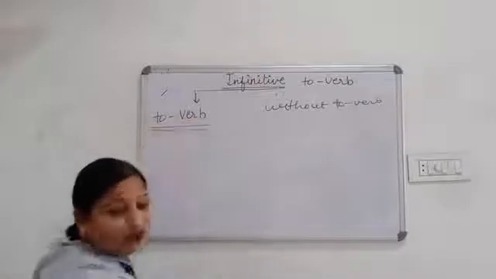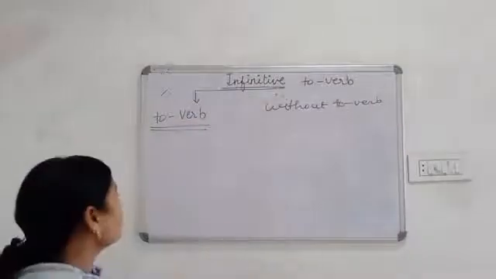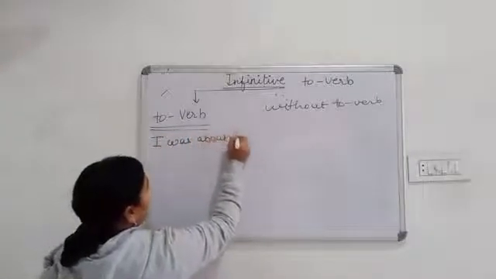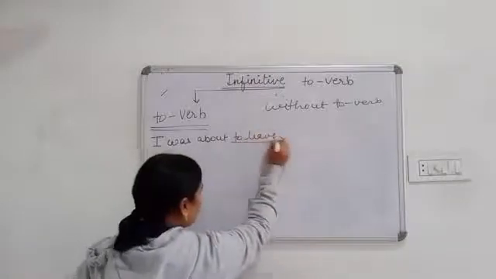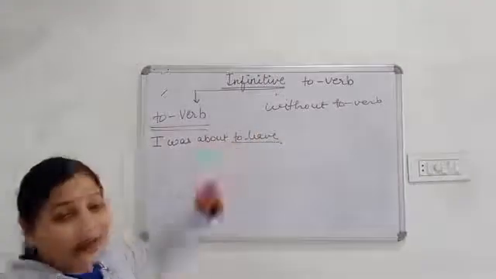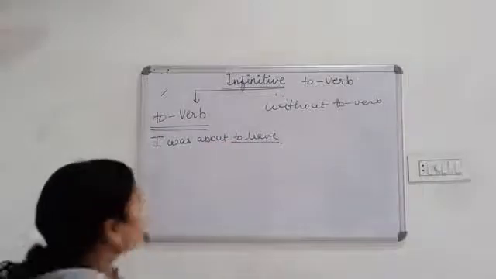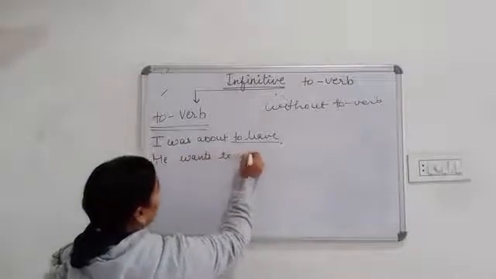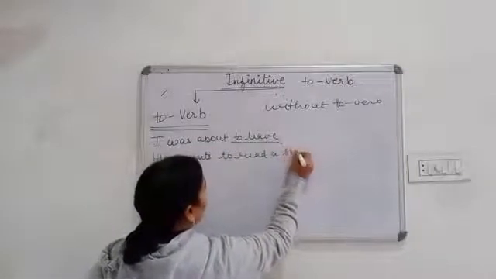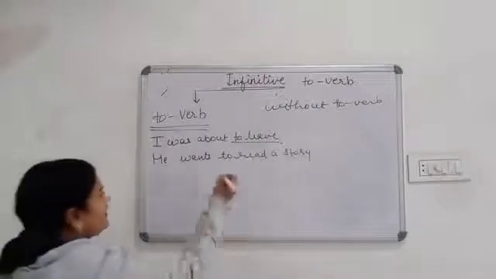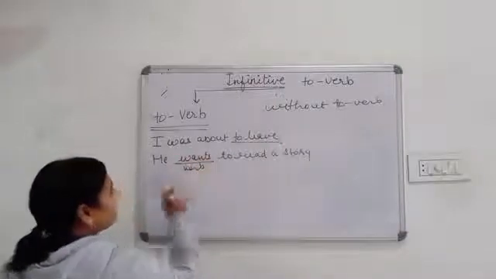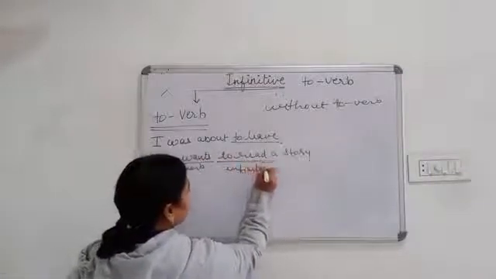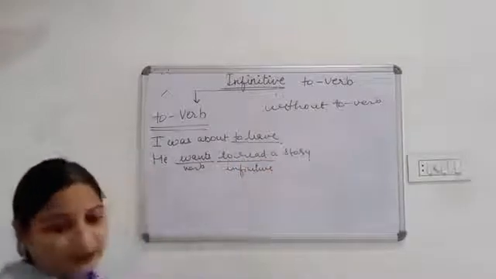Now the examples of to verb: I was about to leave. See this. Again, infinitive. One more. He wants to read a story. Okay. Now, wants will be your verb, but to read will be your infinitive. Understand? See one more.